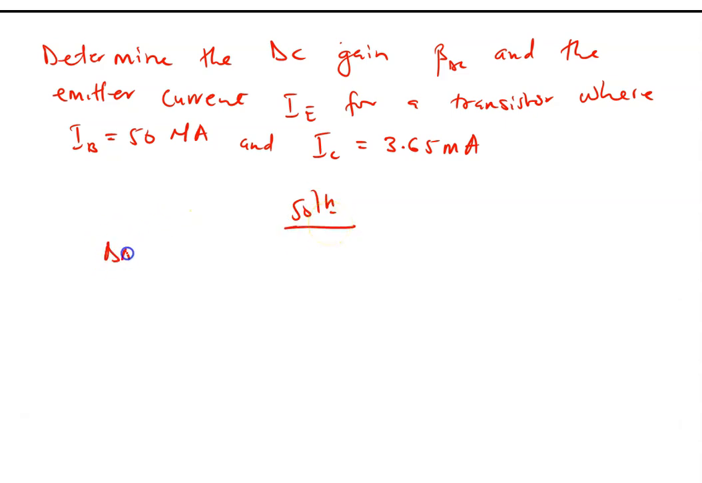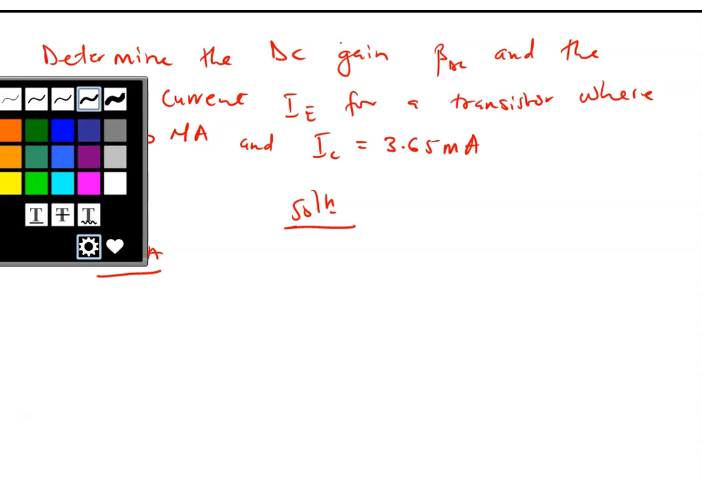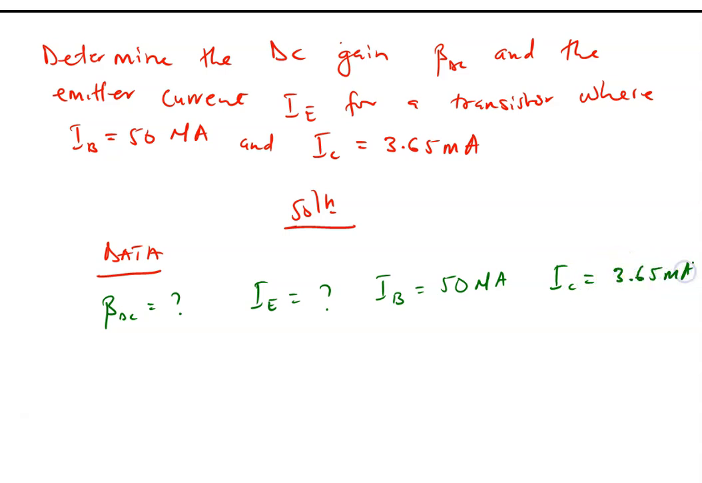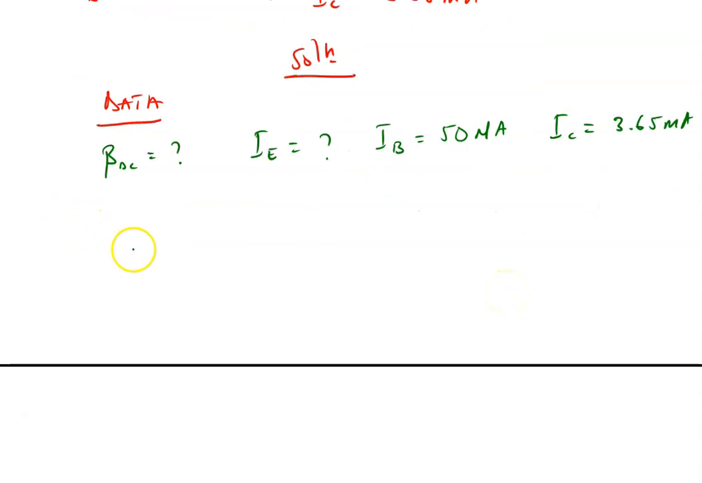So let's collect our data. They say that we should determine the beta DC and the emitter current. So you are looking for beta DC first. We don't know. Also the emitter current, we don't know. But we have been given IB to be 50 microamps, and IC has been given as 3.65 milliamps. So how can we find the beta DC? We know that beta DC is equal to IC over IB.